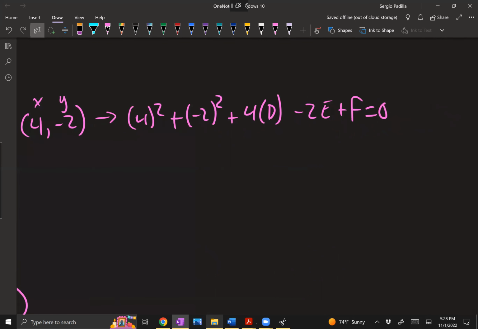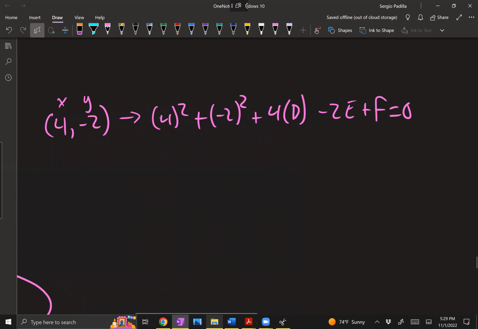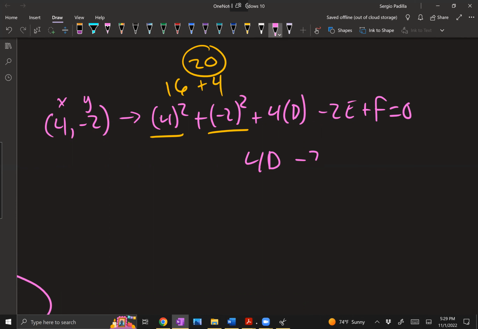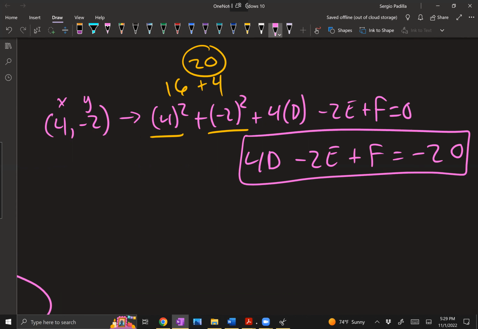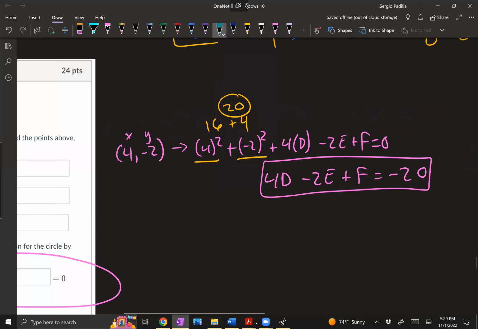When you're dealing with something like this, it's most likely going to be a circle. Then make sure you square these and add them together. 4 squared is 16, -2 squared is 4, 16 plus 4 is 20. This number is always going to end up being negative, whatever it is. So now I can write this first equation looking like this: 4d minus 2e plus 1f is equal to -20. This is my first equation. Then do the same for the other 2 points that they give you.